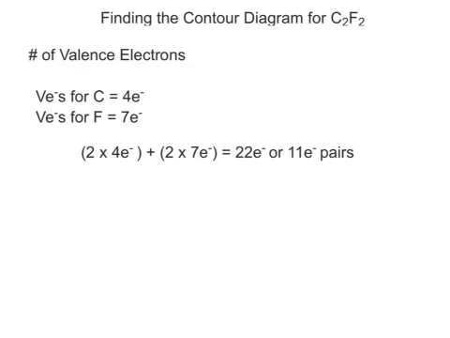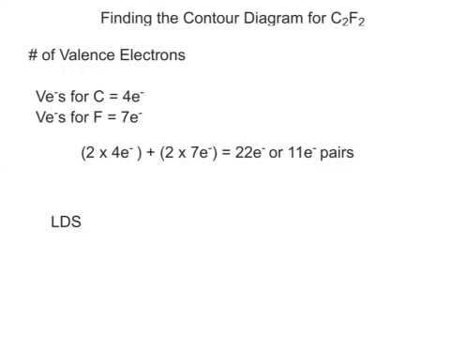Now, after calculating the number of valence electrons that we are able to use, we find that we have 22 valence electrons, or 11 pairs. A good way to start drawing the contour diagram will be to first draw the Lewis dot structure of our molecule. To draw it, we first need to take into account the type of bonds that we're going to have in between atoms.